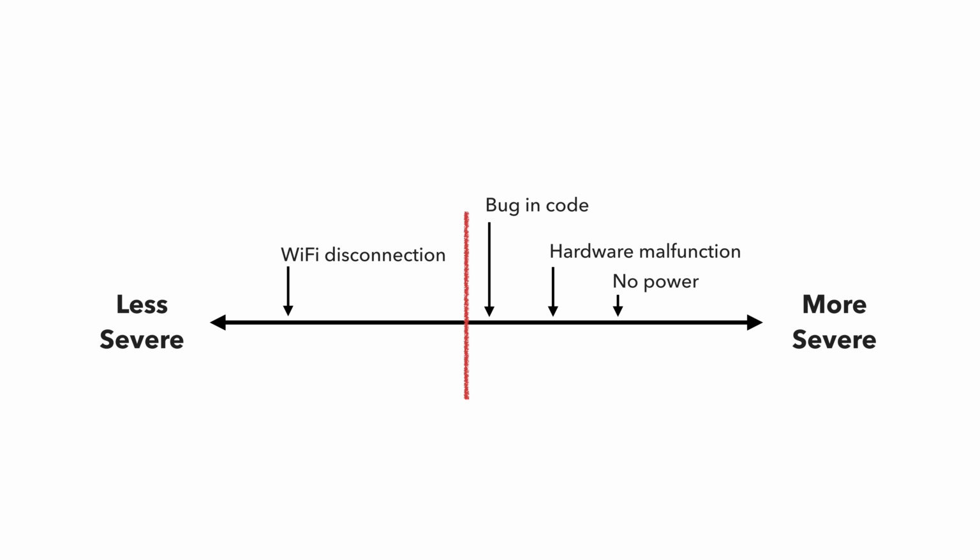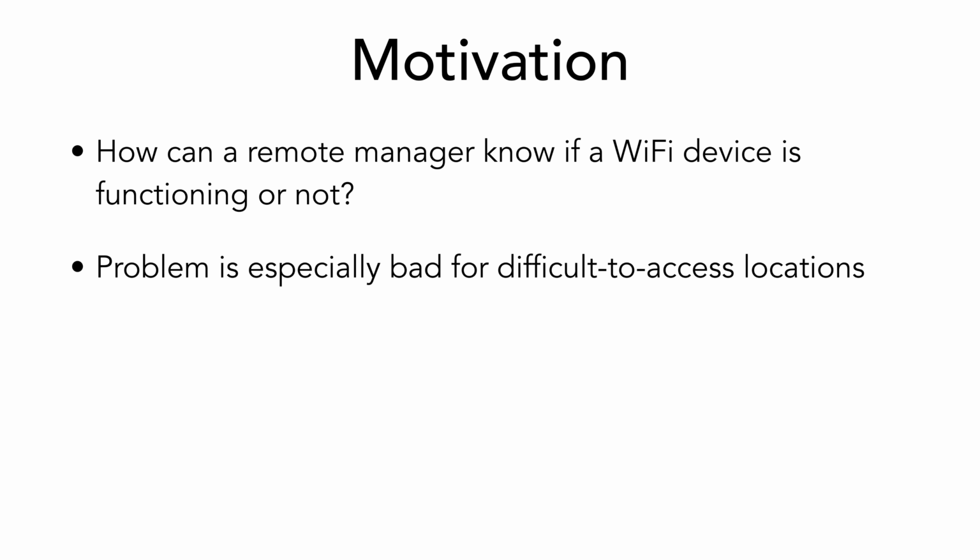Has that sensor been unplugged for 5 hours? Or has it just been disconnected from Wi-Fi for 5 hours and it'll reconnect? So that's the big motivation: how can a remote manager know if a Wi-Fi device is functioning or not, if it's been disconnected or if it's just a Wi-Fi disconnection.